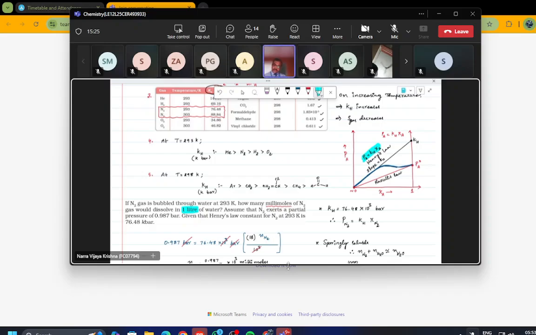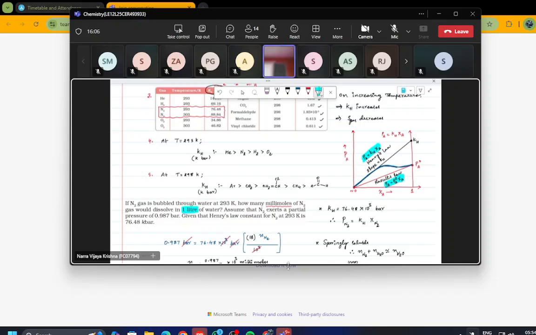Then what is Raoult's law? PA is equal to PA naught into XA. So this is also Raoult's law. This is applicable for what? The solubility of liquid in liquids. Henry's law is applicable for the solubility of gas in liquids, and that is also for sparingly soluble gases, meaning the amount of gas present in the liquid must be negligible. Correct?